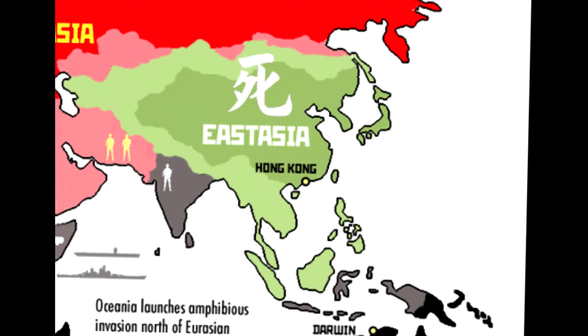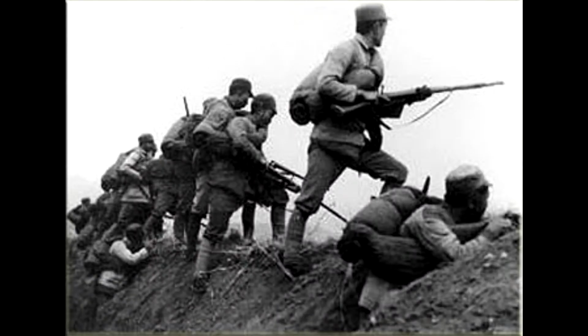Next is East Asia. It consists of Mongolia, China, and Japan. Its formation occurred shortly after Oceania and Eurasia were created. Its creation resulted from a series of civil wars until these countries united. It's also unknown what the areas under its control are called.